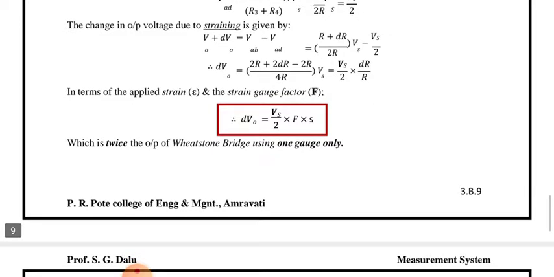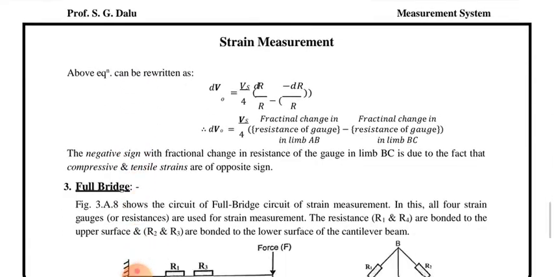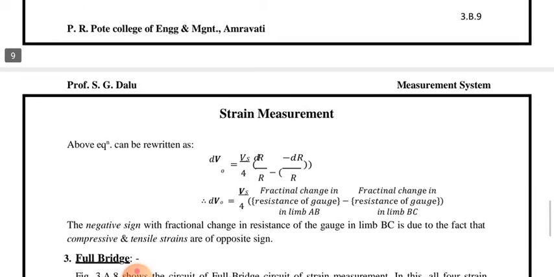This is twice the output of the Wheatstone bridge using one gauge only. The above equation can be written as dVO equal to Vs by 4 into the bracket dr by R minus the bracket minus dr by R, that is, Vs by 4 into the fractional change in resistance of the gauge in limb AB minus the fractional change in resistance of the gauge in limb BC.